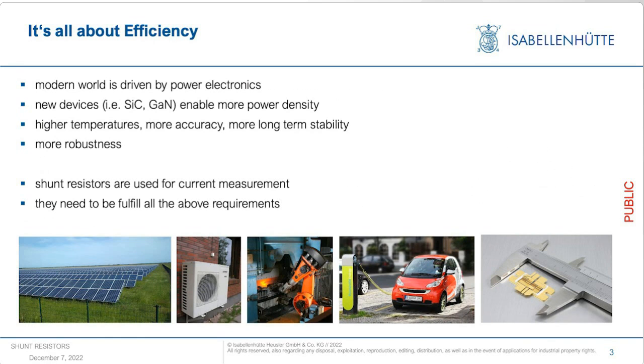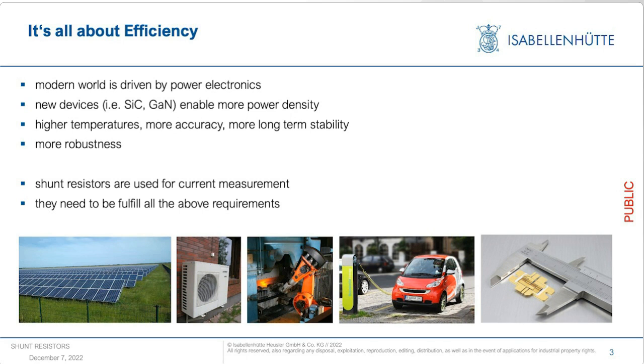Due to the high efficiency of electricity, the modern world will be driven by power electronics. Power electronic systems are built around semiconductor devices which transform one form of electricity into another form of electricity. For example, in solar power plant installations, the DC current of the solar cell is converted into an AC current used for the power grid.